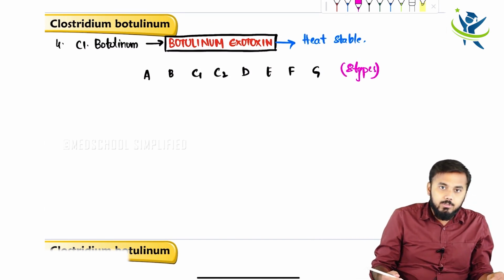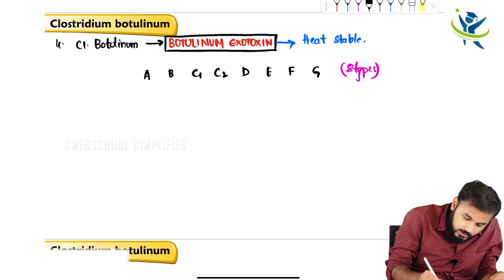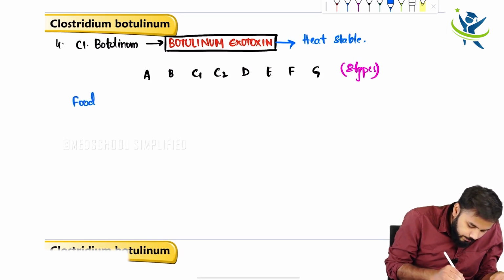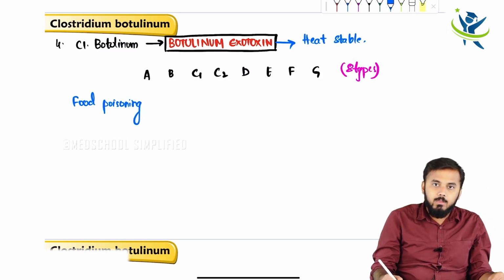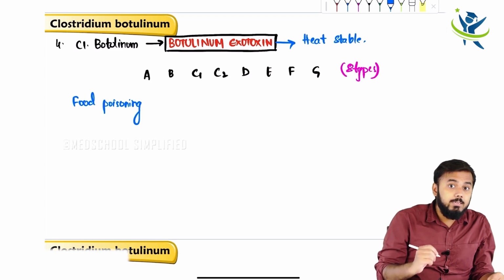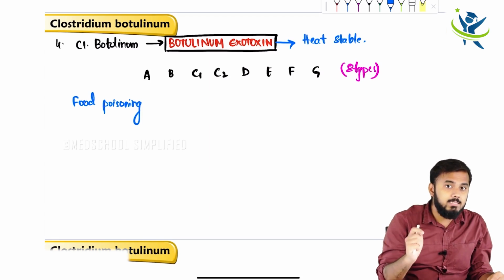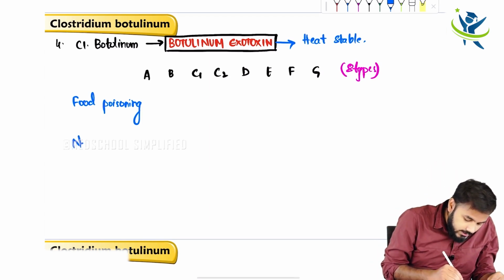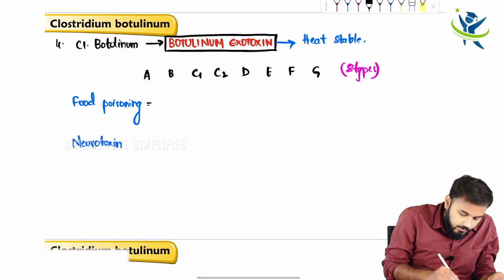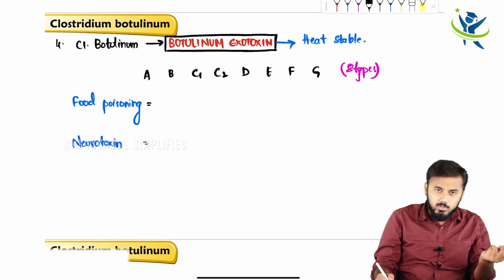Out of these 8 types, you know one thing, that botulinum exotoxin causes food poisoning. But very few students know this, that botulinum exotoxin not only causes food poisoning, but it is also neurotoxic. It can even damage your nervous system, damage your nerves and cause paralysis in your body. So can I write it is a neurotoxin as well? If I ask you the function of botulinum exotoxin, it has 2 effects: it causes food poisoning, and it is a neurotoxin as well.